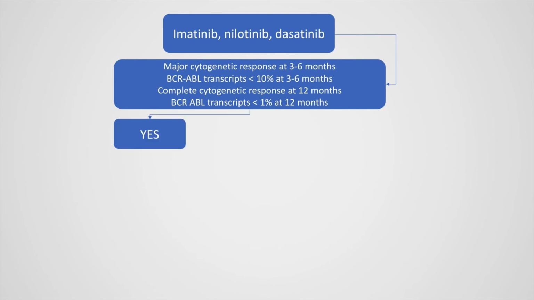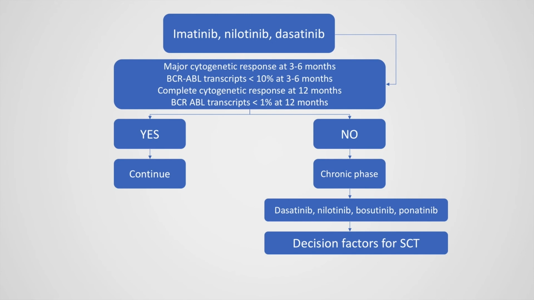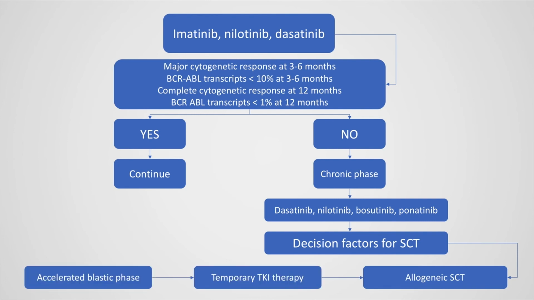If this goal is achieved, then we can continue with the medication. If not, and the patient is in chronic phase, then we can consider dasatinib, nilotinib, bosutinib, and ponatinib. At this point, a decision must be made for consideration of the patient for a hematopoietic stem cell transplant, after which the patient can undergo the procedure. If the patient is in accelerated or blastic phase, then the patient may be given tyrosine kinase inhibitors temporarily, followed by allogeneic stem cell transplantation as definitive management.